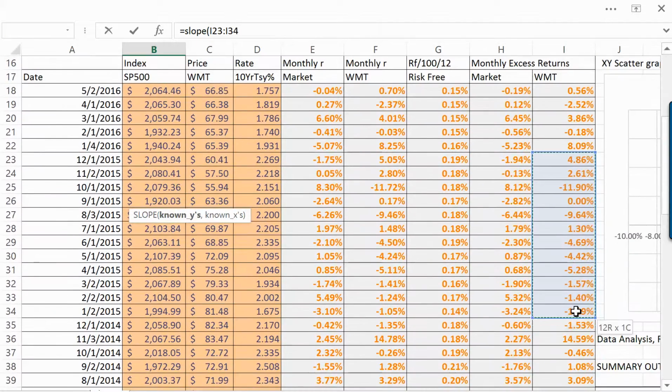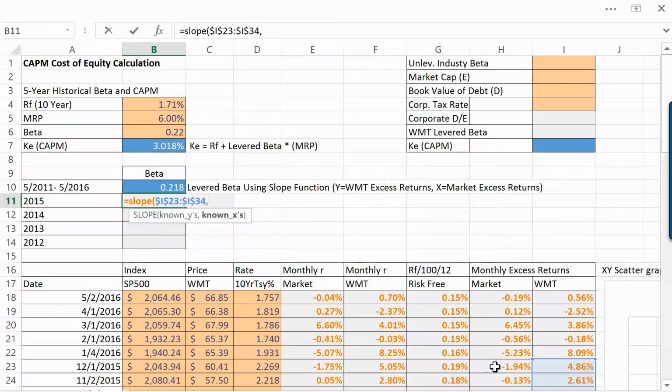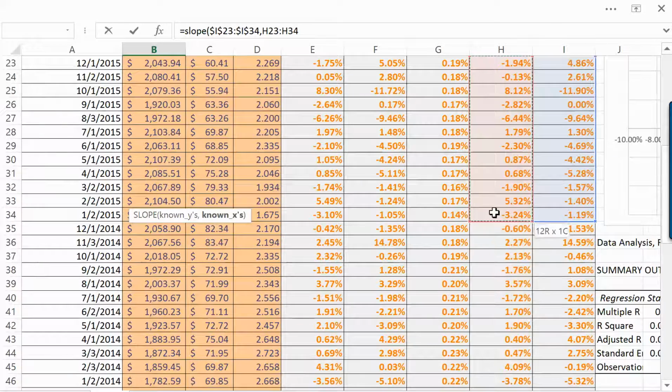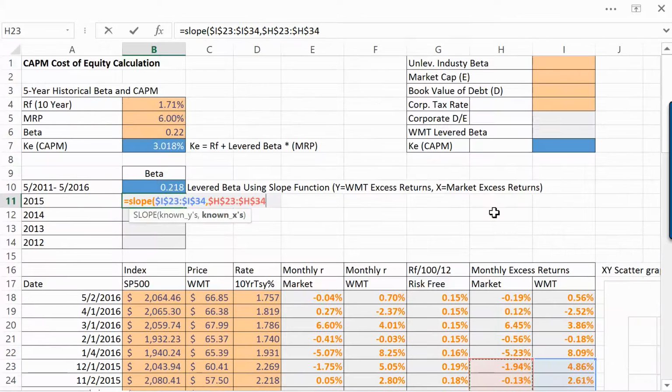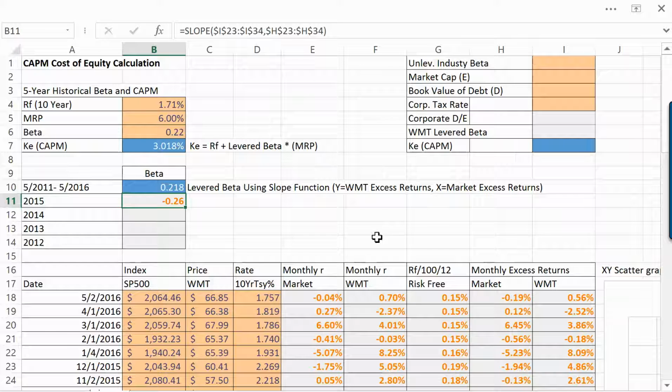Grab 12 months. I'll hit F4 to anchor that, comma, grab the 12 months of the market. I'll anchor that. So in 2015, Walmart had a negative beta. That would imply that Walmart would provide a return less than treasuries. Well, I'm not going to take that deal.